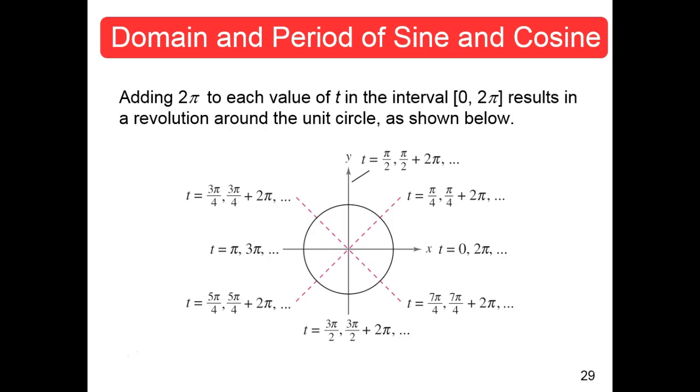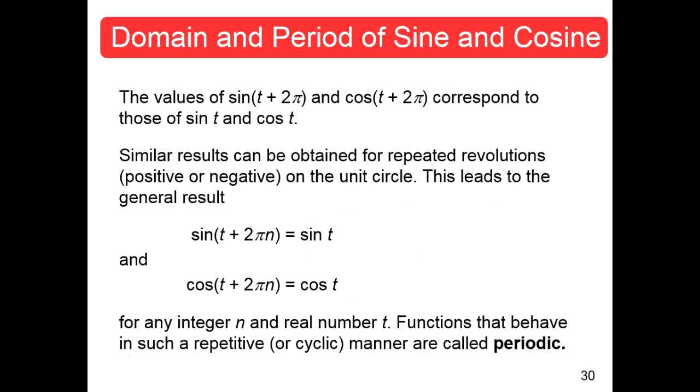Two pi's ago. So the values of sine of t plus 2 pi, and cosine of t plus 2 pi correspond to those of sine of t and cosine of t. Whatever t you choose, and you go one more circle around, you're at the same value for the sine, same value for the cosine. Similar results could be obtained by repeated revolutions, positive or negative, on the unit circle.